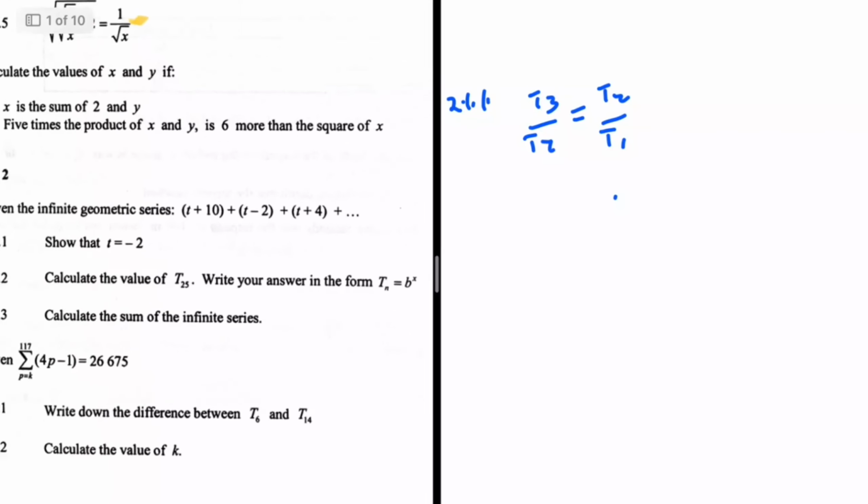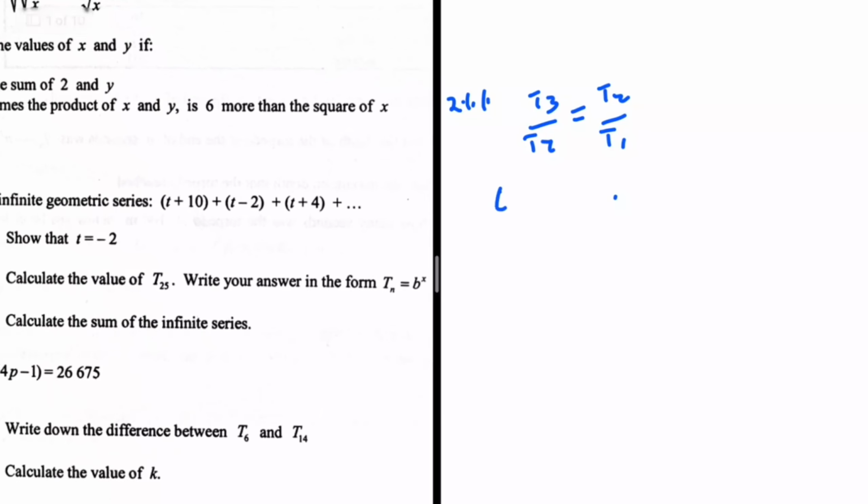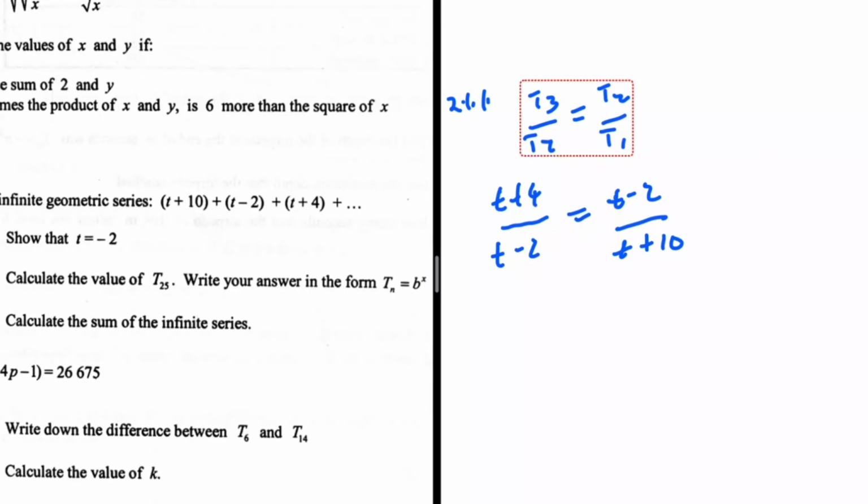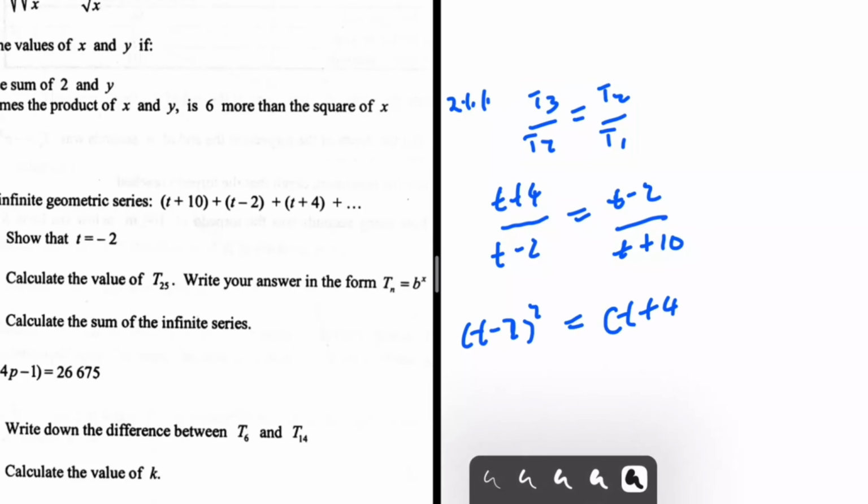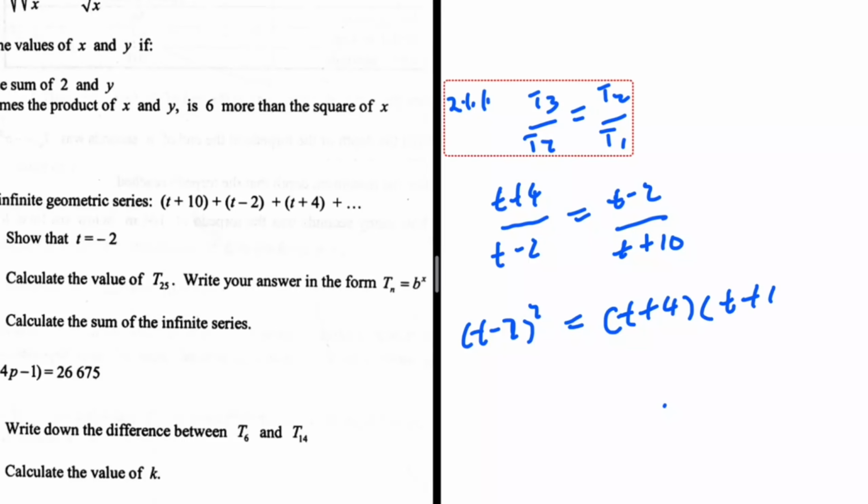So t3, that is t plus 4, divided by t2. t2 is t minus 2. That is equal to t2, which is t minus 2, divided by t1, which is t plus 10. So we cross multiply, we get t minus 2 squared being equal to t plus 4, and then t plus 10.